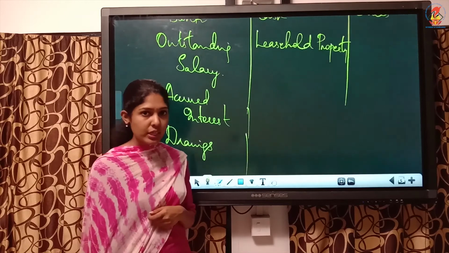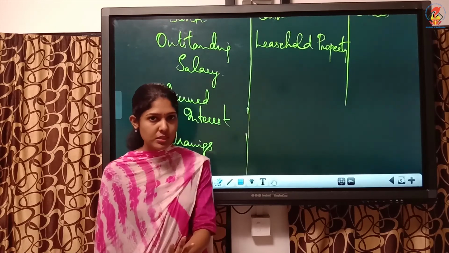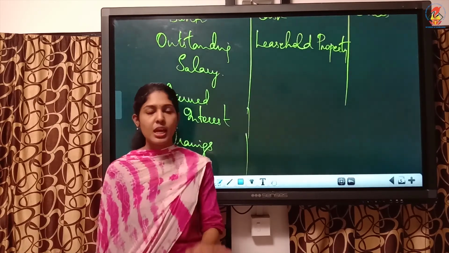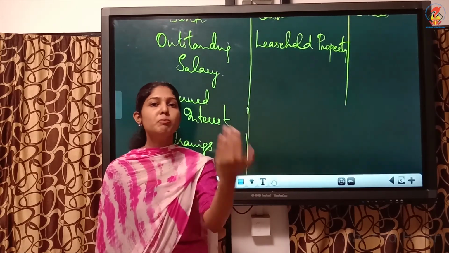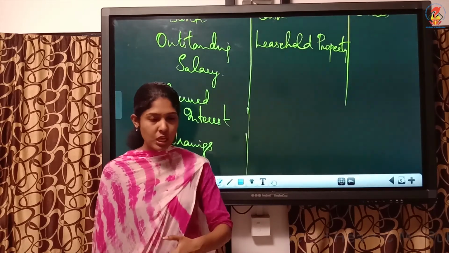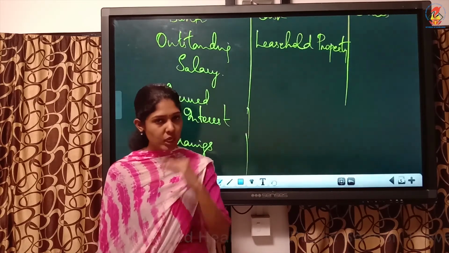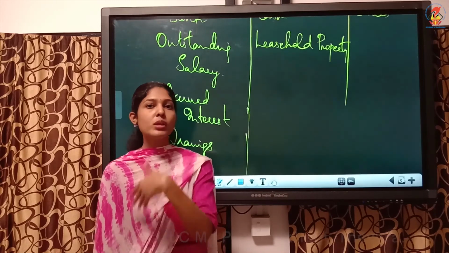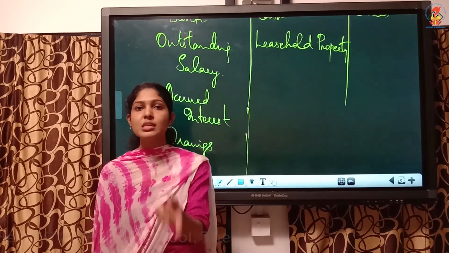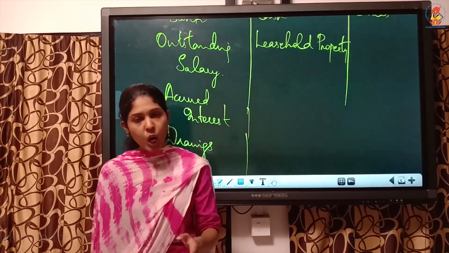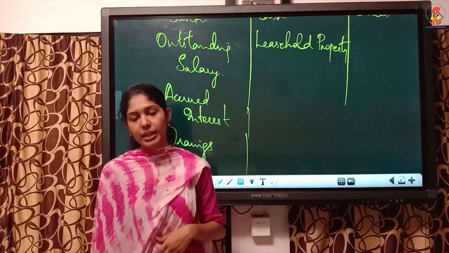Then carriage inwards. Carriage means it is transportation expense. Carriage inwards means transportation expense incurred while you purchase something. While you purchase goods, whatever expenses you incurred for transportation, that is called carriage inwards. Expenses you incurred on sales are called carriage outwards. That means transportation expenses incurred on sales. Both are expenses. So expenses will come under nominal.